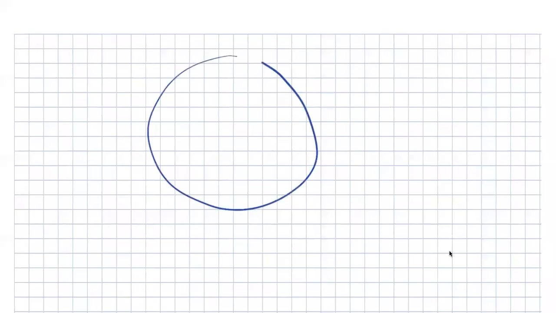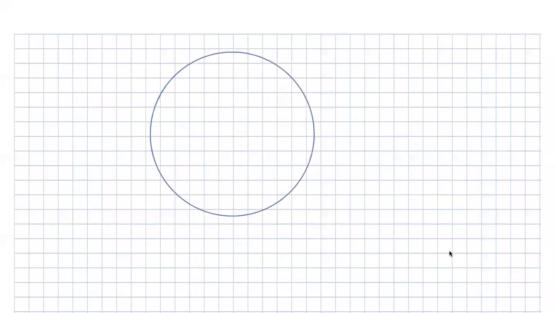Let's draw a circle. And there we go, that's nice. And now we're dealing with the arc length formula. So what we need to know is, what is an arc?